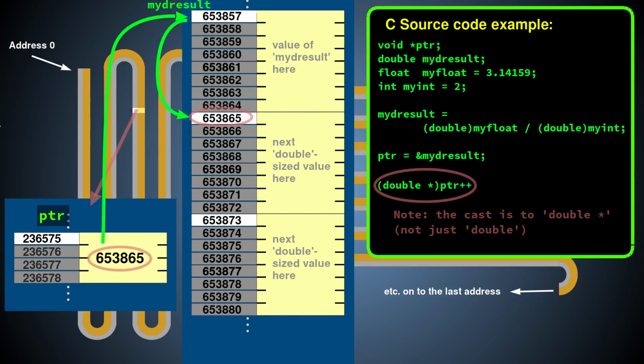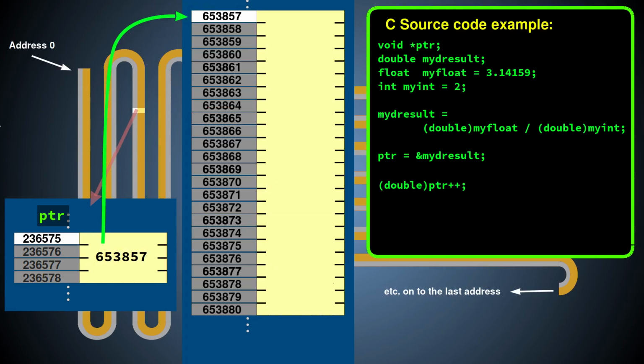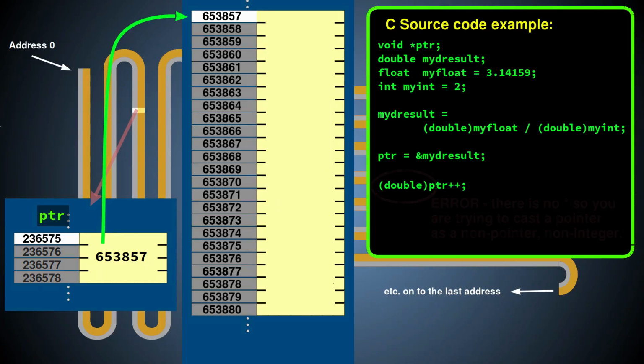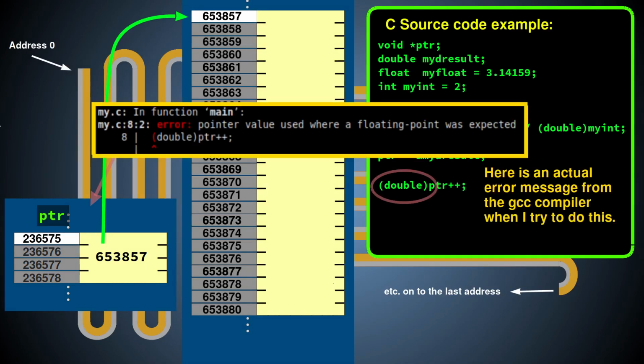Note that we've cast it as a double star because it is a pointer. If we omitted the star like this, it would be an error, because this means we're trying to cast a variable that is of the pointer data type into a non-pointer data type that is not even an integer. In C, some examples of casting between pointers and non-pointer integers may be allowed, but may also result in errors. This is an advanced topic, and I will not go into it further here.